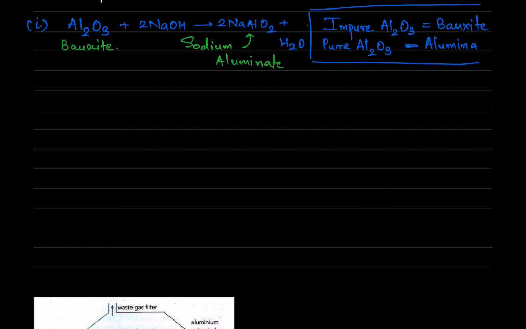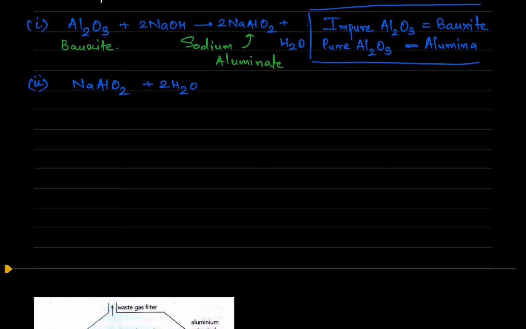Okay, now what happens is, you have NaAlO2, that is sodium aluminate. This sodium aluminate is now converted into Al(OH)3, that is aluminium hydroxide. How is it done? So we have the second step over here: NaAlO2 reacts with 2H2O to give Al(OH)3 plus NaOH. And Al(OH)3, as we all know, is aluminium hydroxide.